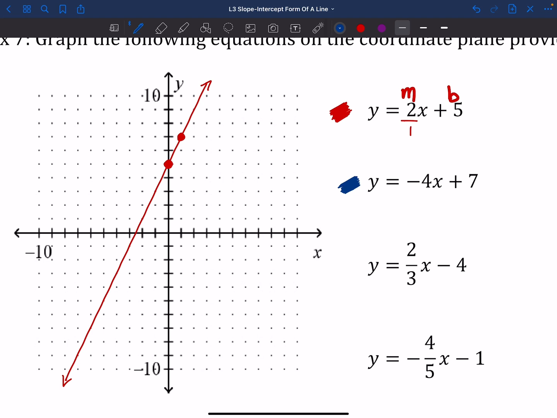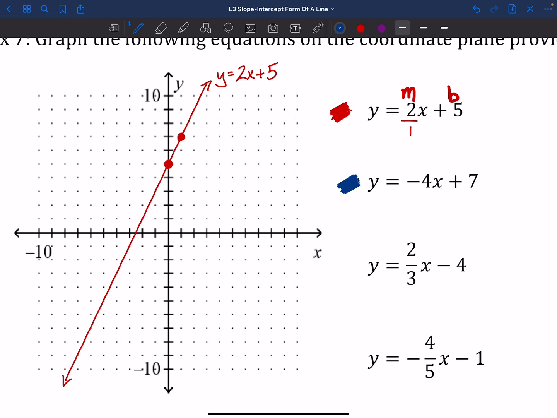This one I'm going to do in blue. Something I will mention is that if you're doing everything all in the same color, that's fine. What I would ask in that case is try and get in the habit of labeling them. So it's like, all right, that one's y equals 2x plus 5. I'll also label this next one once we get it done.